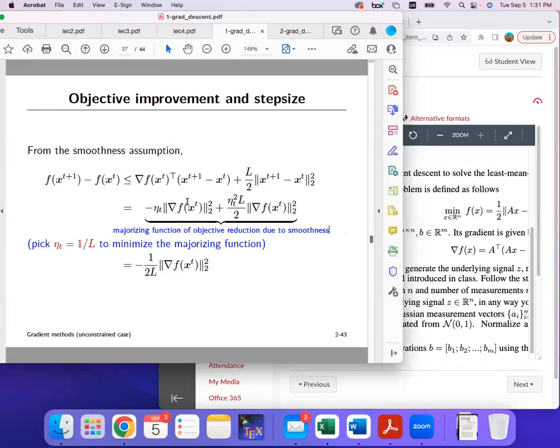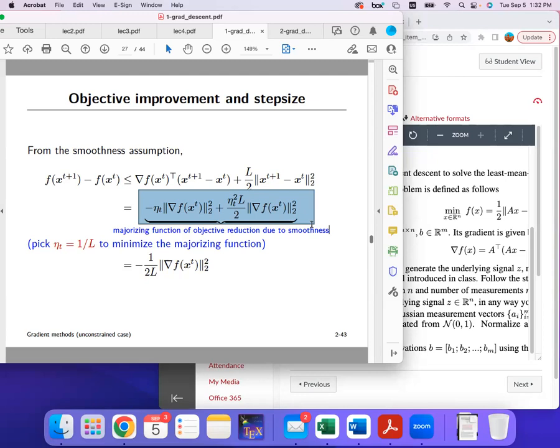Minimizing the left side, which is the top line, right? No, the right-hand side is quadratic in eta. So you can optimize this simple quadratic. This is a quadratic optimization over a scalar variable. And you can see that 1 over L is the best choice.